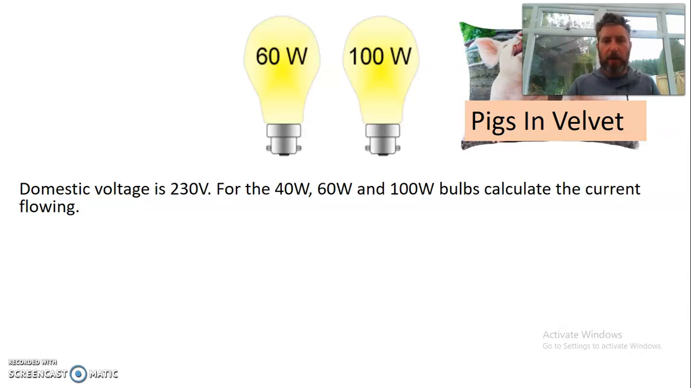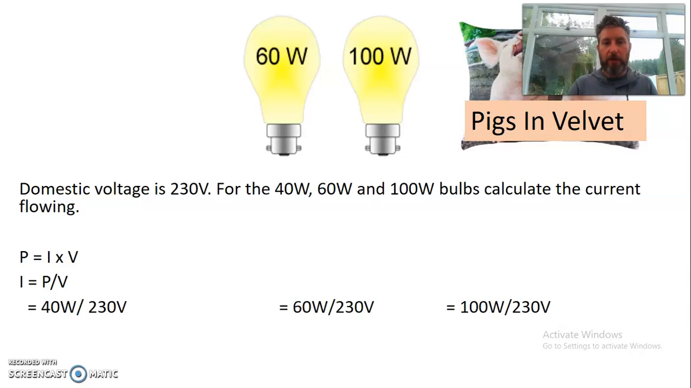So I want to calculate the current. I've got pigs in velvet, but I need to rearrange it for current. So I want to get I on its own. It's times by V there, so I'm going to swap it, change the sign to change the sign. That's going to give me current is power divided by voltage. So for each of those, I've got 40 watts divided by 230, 60 watts divided by 230, 100 watts divided by 230, and that gives me those 3 current values there.